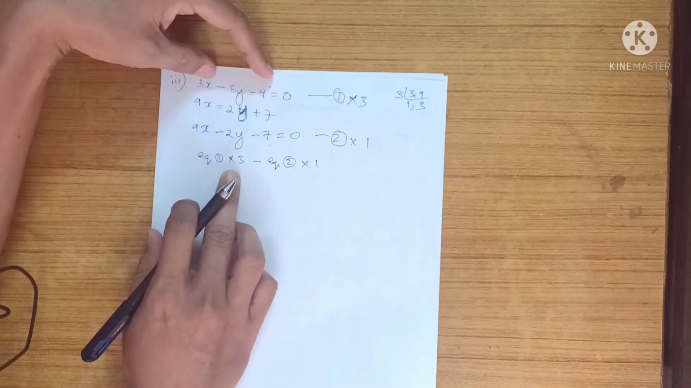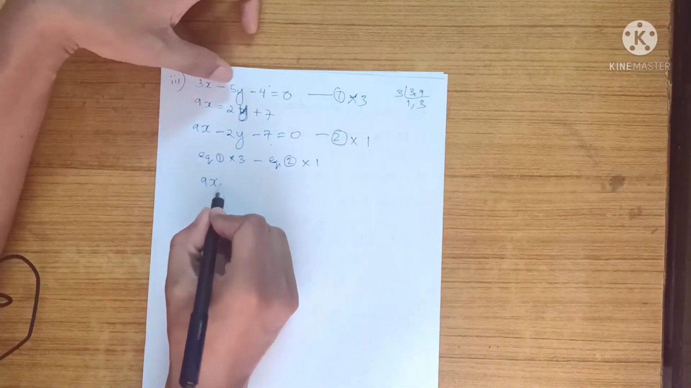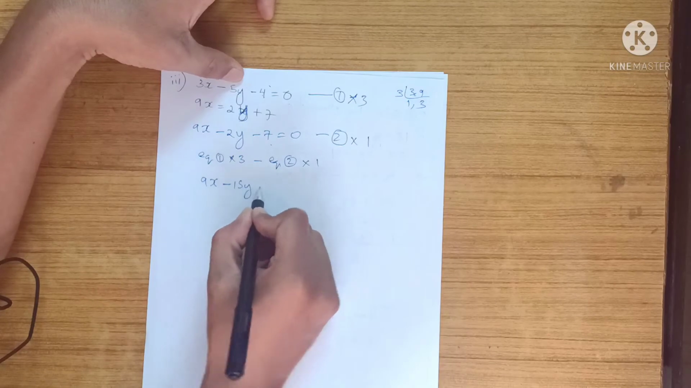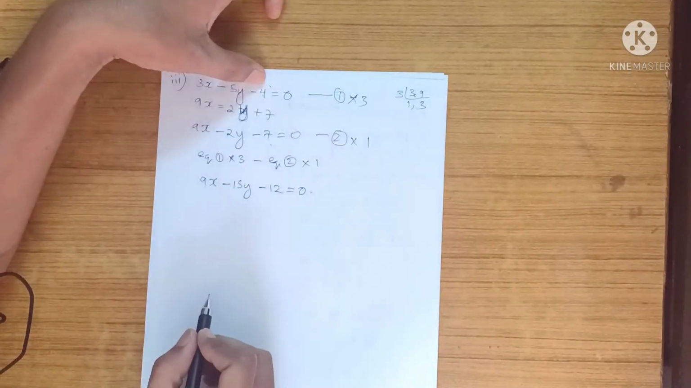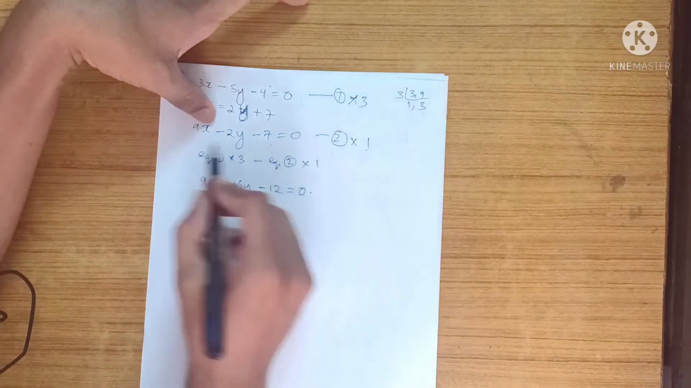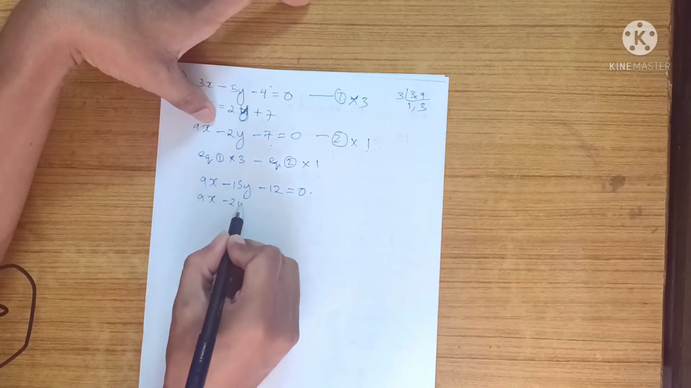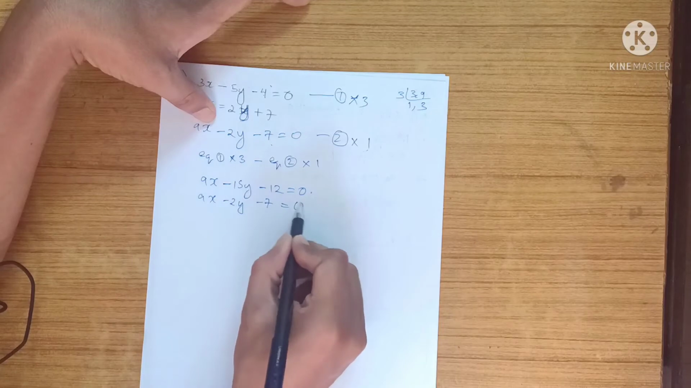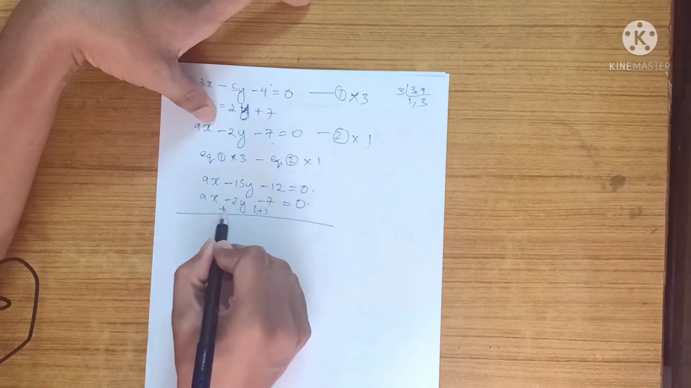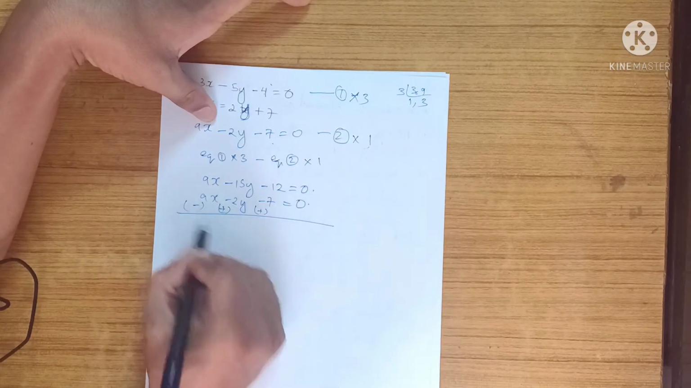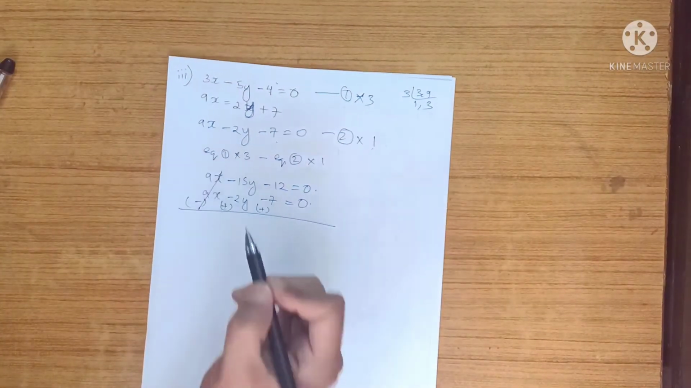So equation 1 into 3. So 3 3s are 9. 5 3s are 15. Remember, you have to multiply with each term. 3 4s are 12. And then this should be multiplied by 1. So 9x minus 2y minus 7 equal to 0. So this minus becomes plus, this minus becomes plus, this plus becomes minus, opposite. Yes. So these two we can cut it off.